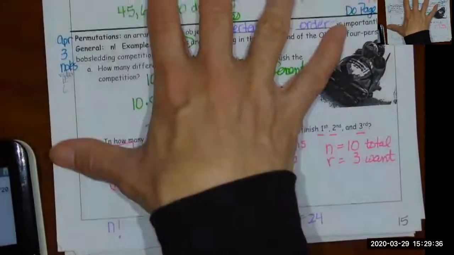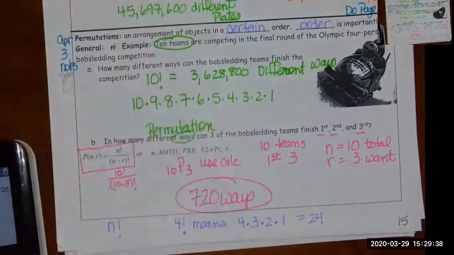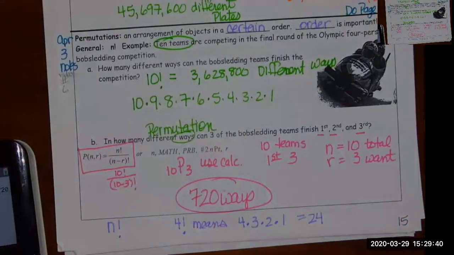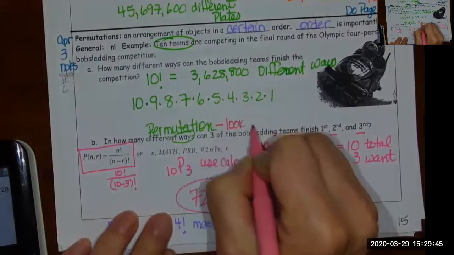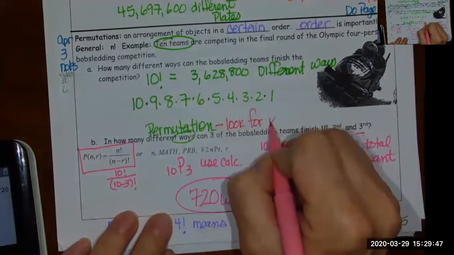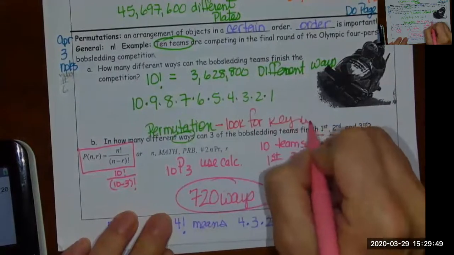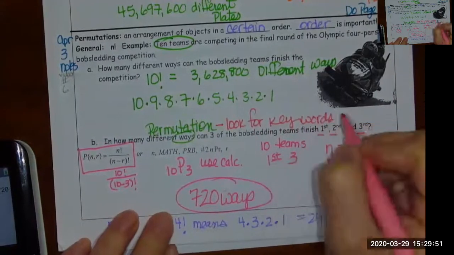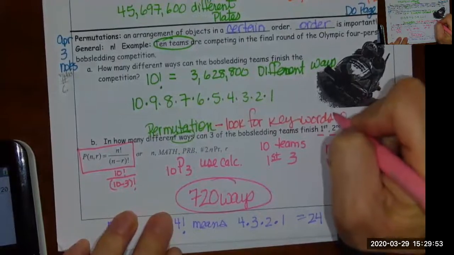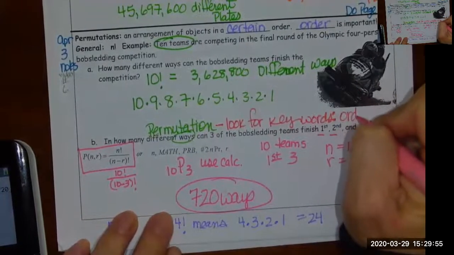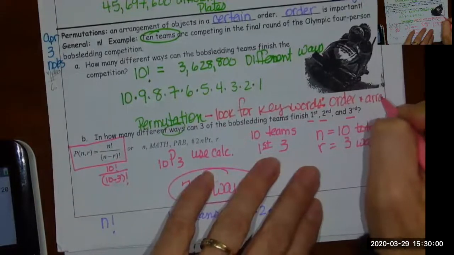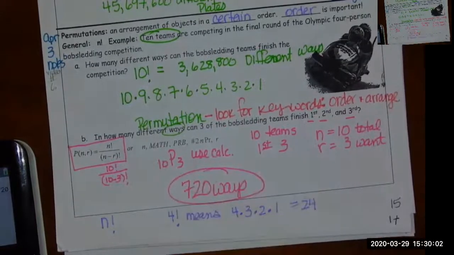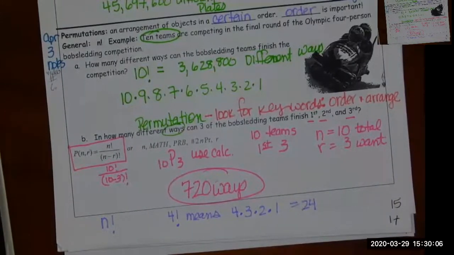But tomorrow it gets a little harder because you have 2 sets of words. You have different sets of words. So for a permutation, look for keywords like order and arrange. These are clues for you that we are going to use a permutation and not a combination.